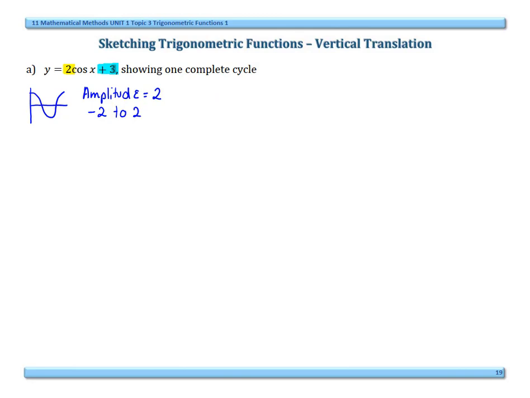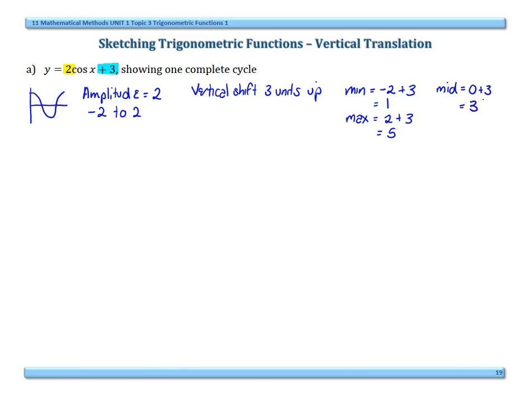But we have this plus 3 at the end. So that is a vertical shift 3 units up. So that means my min goes from -2 up 3, which is 1, and my max moves from 2 up 3, which is 5. So now I have this cos curve going between 1 and 5. If it helps, the mid is usually 0, so it's going up 3, so it's at 3.